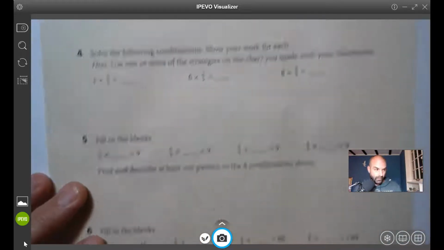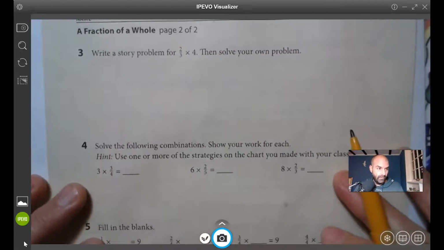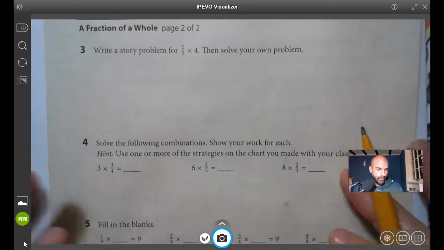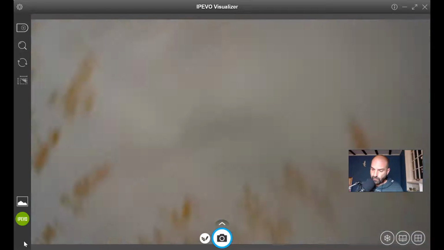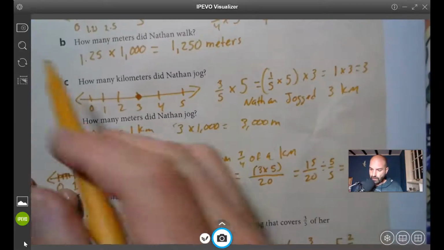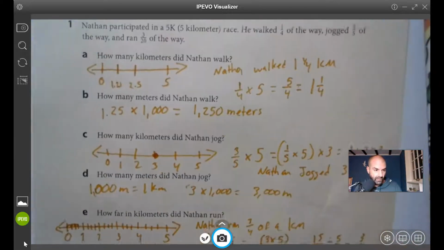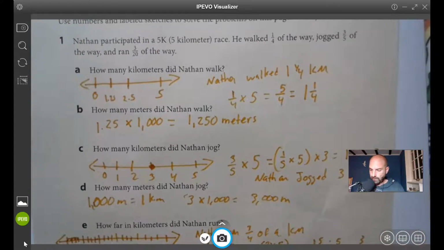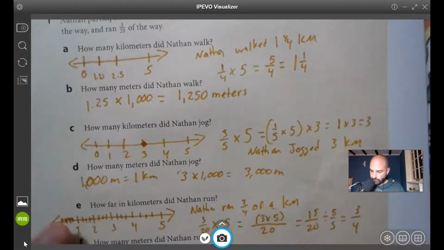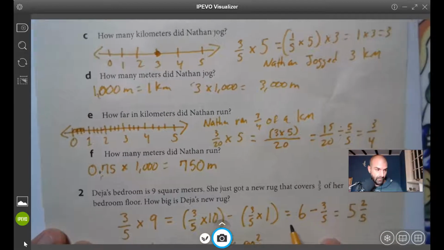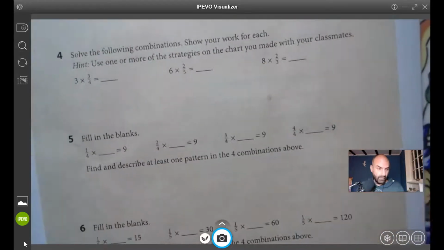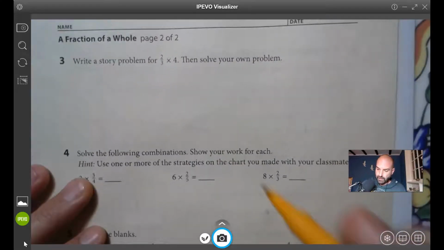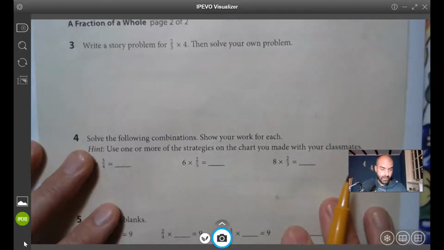Page 2. Write a story problem for 2/3 of 4, then solve your own story problem. Well, your problem, we've had a lot of problems here where you could use distance, you could do like 2/3 of 4 kilometers. You have 2/3 of 4 square meters. So something of that nature would have been what I would have done. And then we're going to solve that problem.